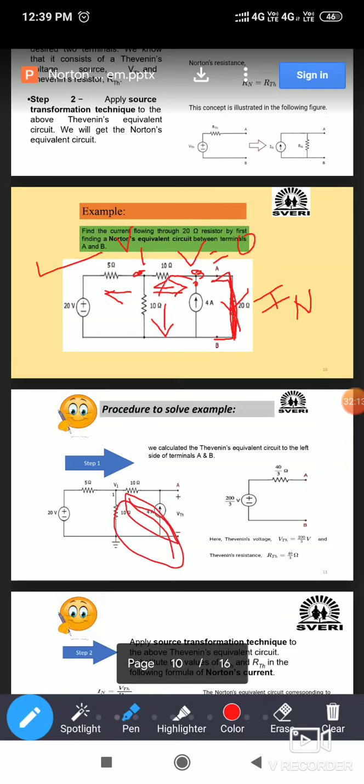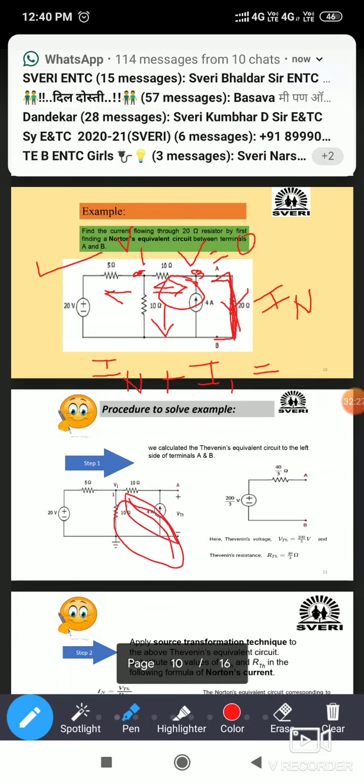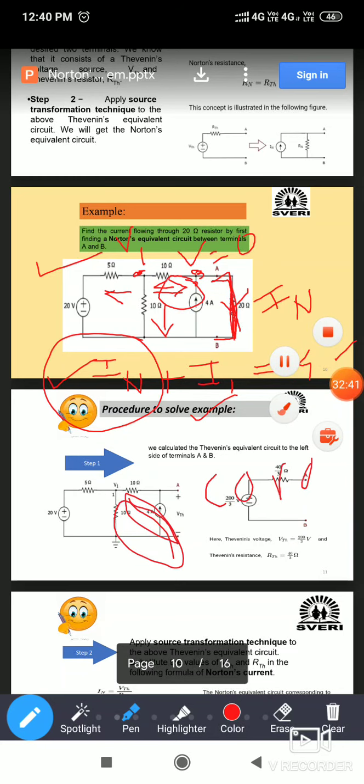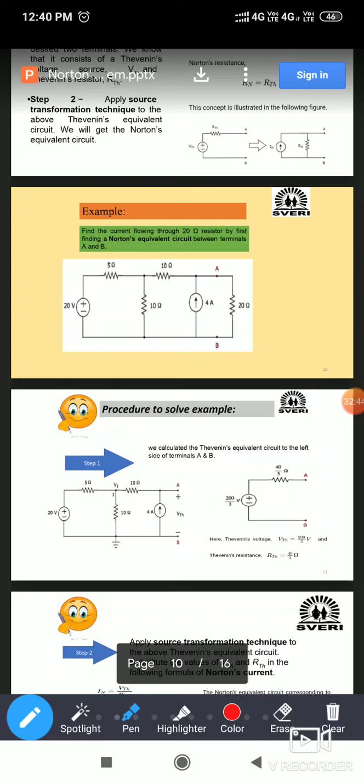So based on V1, you can get the answer of this one, and finally you can add the values of current, that is IN plus this I1 is equal to 4 ampere. Okay, that equation will come. So 4 ampere is given here as a current source. I1 value you can get using nodal analysis, and once you know these two values, you will get the answer of IN. So this is also one of the methods, that is method number one. By using nodal analysis, you can find out the value of short circuit current IN. Okay, and the value of RN.